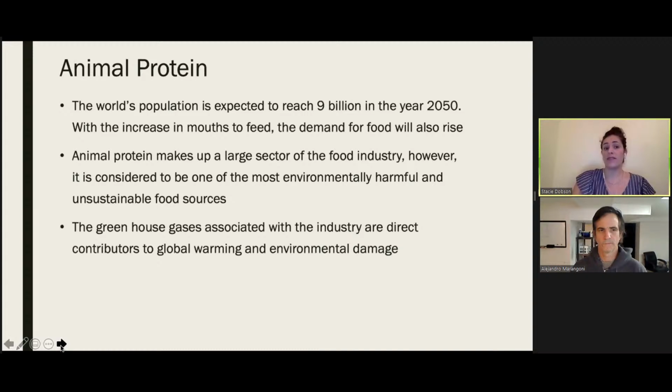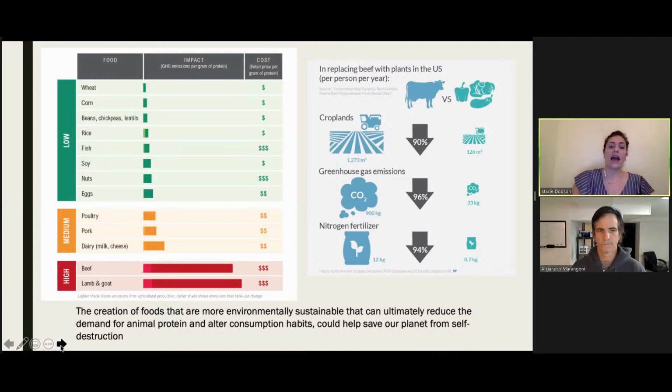When we look at some statistics, we see that beef, lamb, and goat in particular have some of the highest greenhouse gas emissions per gram of protein, in this red region, and the retail costs for these are incredibly high. In the next category, poultry and pork, we also see the next highest greenhouse gas emissions per gram of protein, and relatively high costs. However, when we look at plant-based protein alternatives, such as soy, beans, chickpeas, and lentils, they have quite a low impact on the environment, and their price is incredibly low.